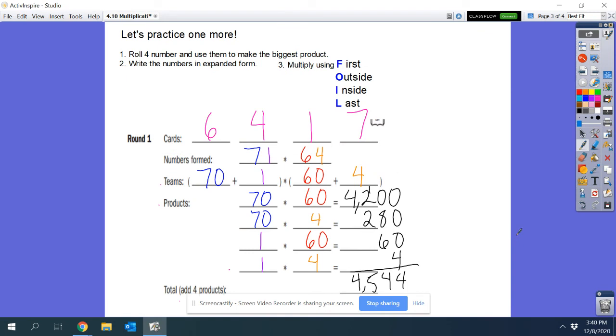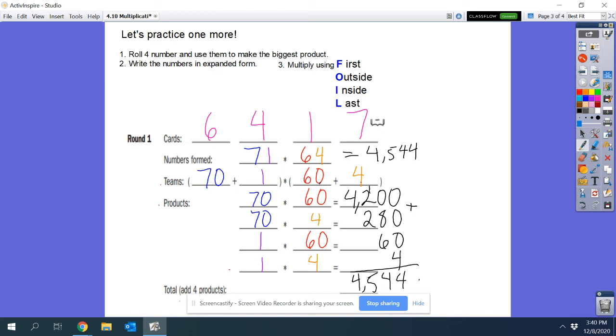Okay, so in this multiplication wrestling match, you should have gotten your final answer as 4,544. If you agree, give a woohoo. And if we look, the 70 had to match up against the 60, the first. Then the 70 had to match up against the 4, outside. Then the 1 had to match up against the 60, inside. And the 1 had to match up against the 4, last. And we found all of those partial products and then added them up.